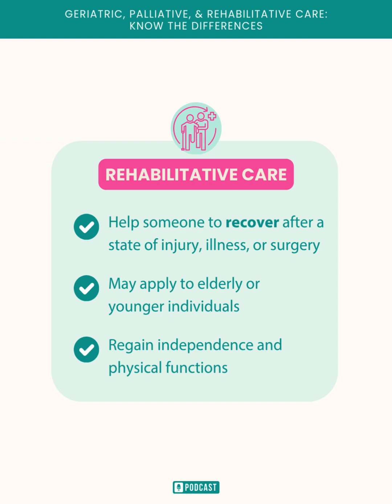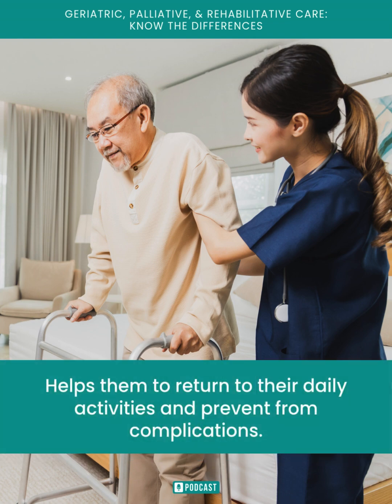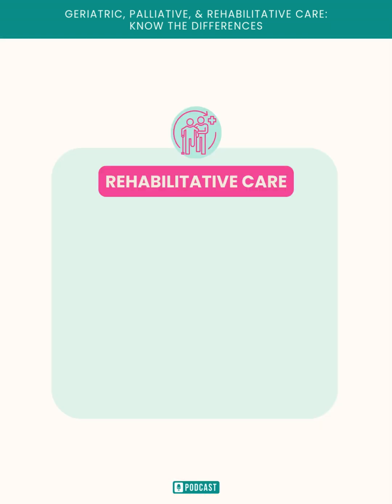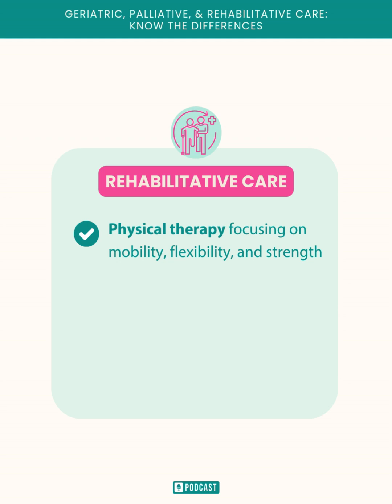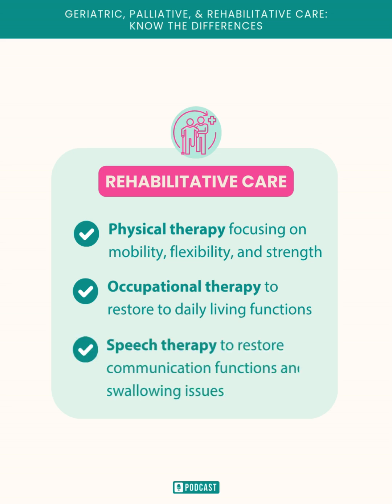Now, the same goes for individuals who underwent surgery or had a stroke. Rehabilitative care support basically helps them to return to their daily activities like a normal person and to prevent complications like muscle wasting or joint stiffness. The services often include a lot of physical therapy focusing on mobility, flexibility, and strength, also occupational therapy, which helps them to restore their daily living functions, and also in certain cases, especially in the case of stroke, speech therapy helps them to restore their communication function and also address swallowing issues.